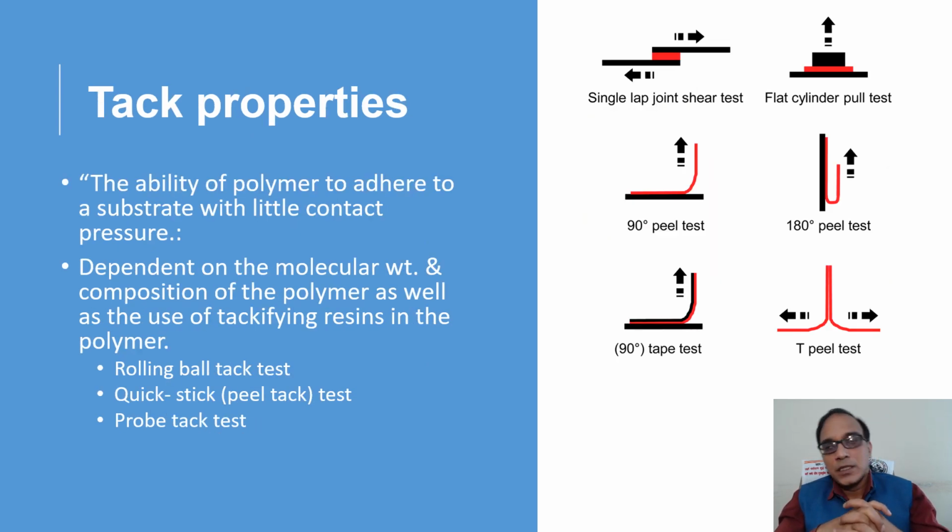Tack properties. The ability of a polymer to adhere to a substrate with little contact pressure is called tack. It is dependent on the molecular weight and composition of the polymer, as well as the use of tackifying resin in the polymer. It may be done in various ways. There are 3 major tests: RBTT, rolling ball tack test, QST or PTT, quick stick test or peel tack test, and probe tack test. So these are some of the various strategies adopted by various industries, which you can see in these diagrams. However, we'll address one by one.